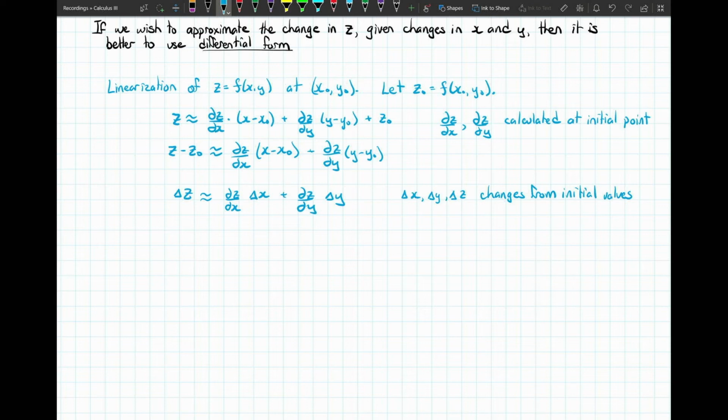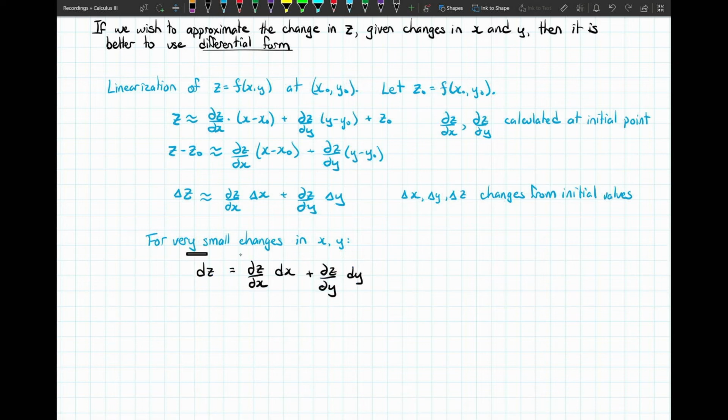Now this is still an approximation, but as delta x and delta y get very, very small, this approximation gets better and better. And at that point in time, we change notation. If we have delta x and delta y being very, very small, we use differentials. dx is a tiny change in x, dy is a tiny change in y, and dz is the associated tiny change in z. And delta z and dz will approximately be the same.